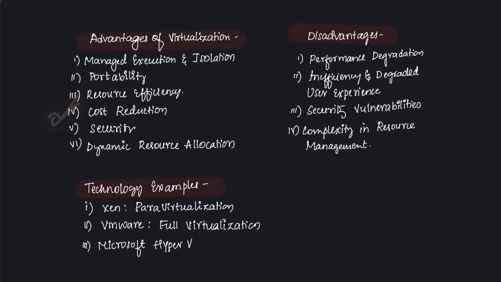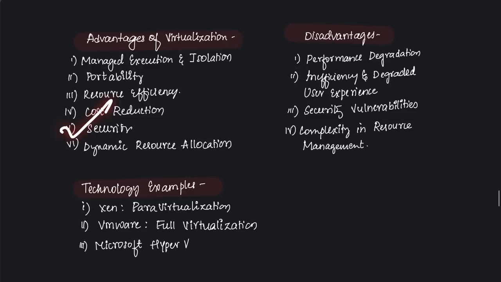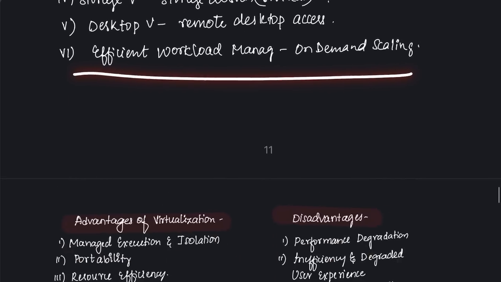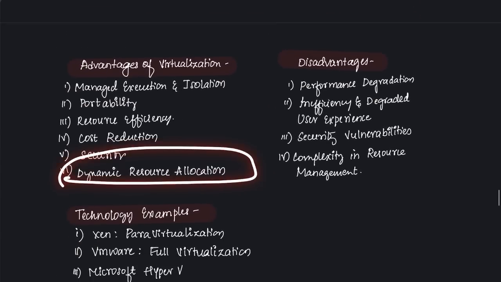Cost reduction means that because you are not using separate hardware, fewer physical systems are needed to handle the same workload. Virtualization will lower the hardware maintenance and energy cost. Then we have security. We have spoken about the security aspect here. It will provide sandbox environments, controlled environments, reducing the risk of harmful software. Then we have dynamic resource allocation. As and when there is need, resources are allotted. If not, they are stopped. We have seen this in efficient workload management. On-demand scaling can be written here.